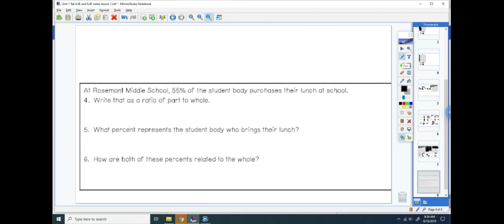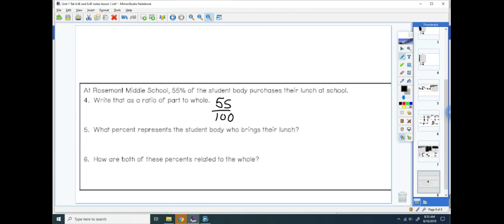So 55% of the student body purchased their lunch at school, right? A ratio of the part to whole. So that means that 55 kids out of 100 purchased their lunch at school. You can actually reduce this if you want. We'll talk about reducing more in the next lesson, or further on in this week. So let's just keep it 55%.